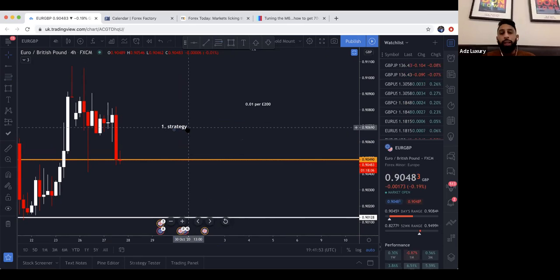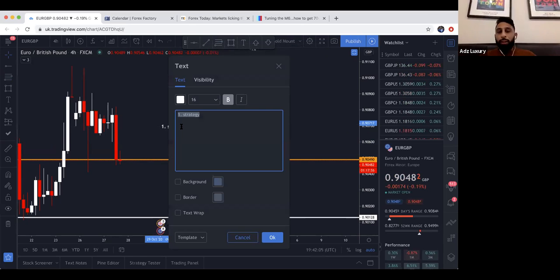Once again, another strategy is support and resistance. If you're buying at support, it means your stop loss should be at the previous support and your take profit should be at the next resistance. Next point was daily account loss.